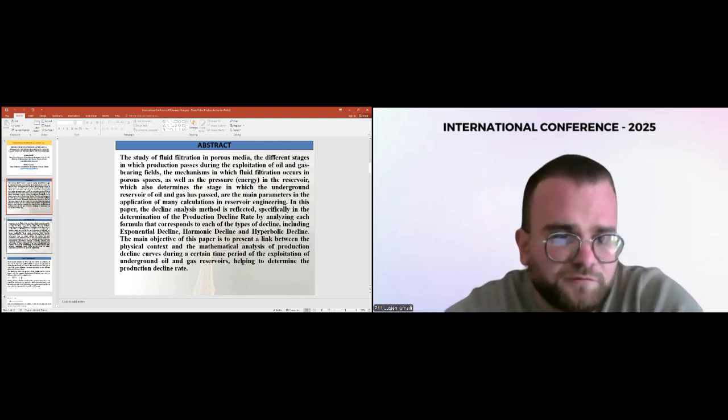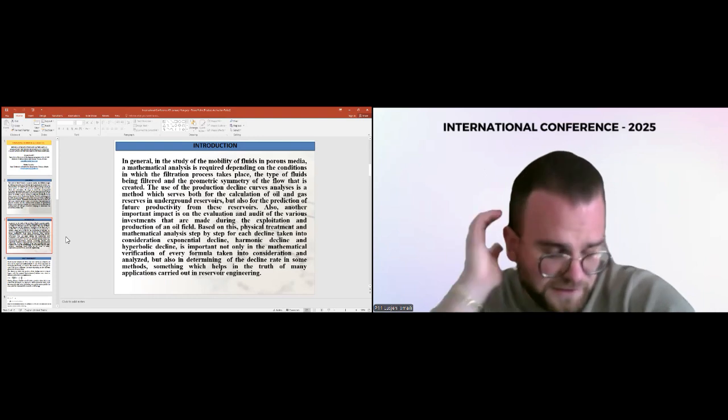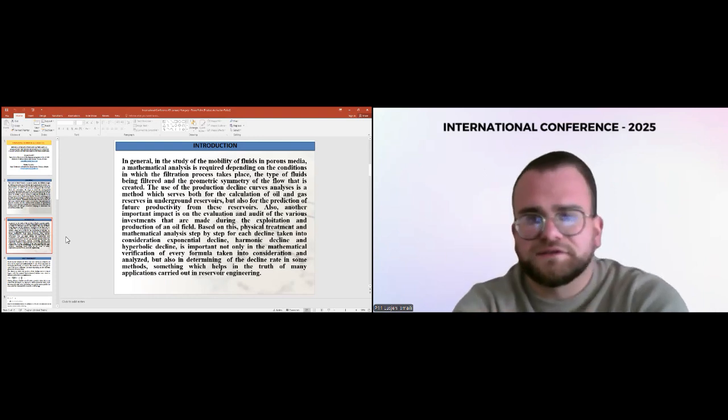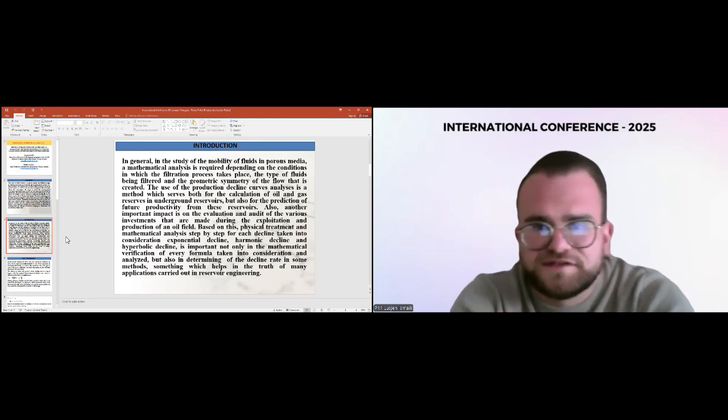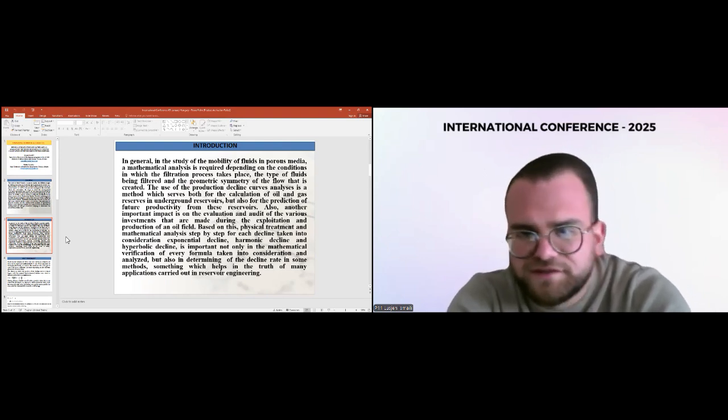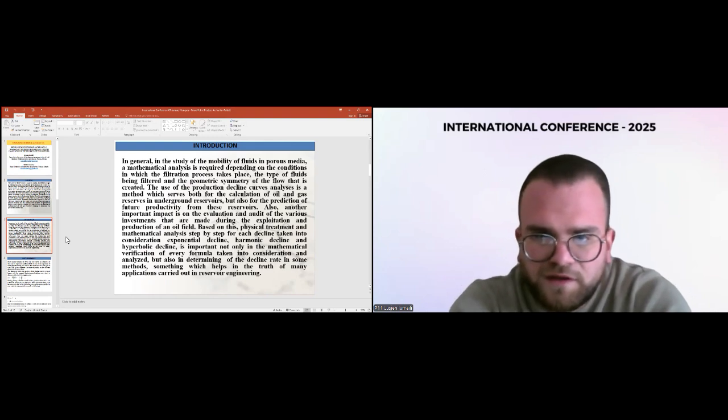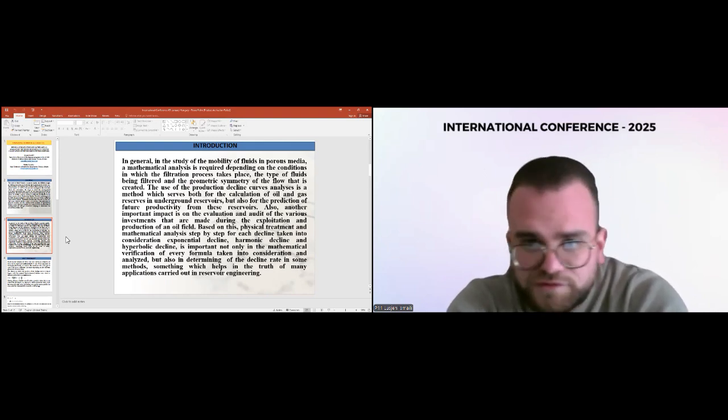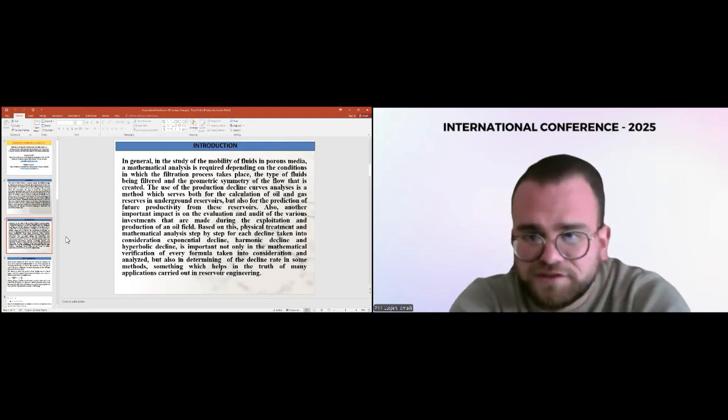So the second rubric is introduction. In general, in the study of the mobility of fluids in porous media, a mathematical analysis is required depending on the condition in which the filtration process takes place, the type of fluid being filtered, and the geometry symmetry of the flow that is created.